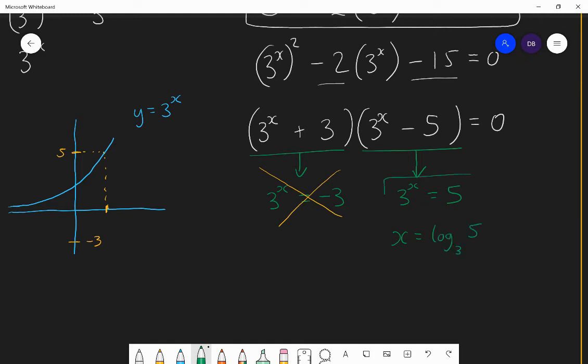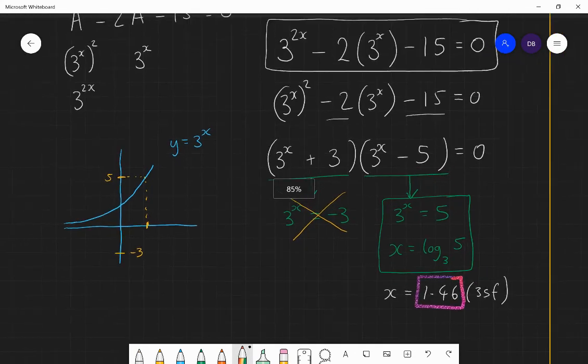So the other way of writing that expression, 3 to the power of x is 5, is by saying that x is equal to log base 3 of 5. It is the power that you would put 3 to get 5. And that is the definition of what it is. And that is equal to 1.46 to 3 significant figures. And that's our answer to this question.